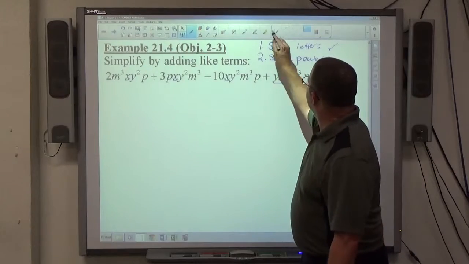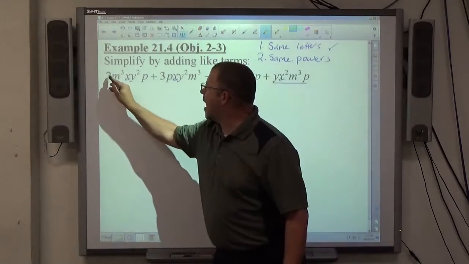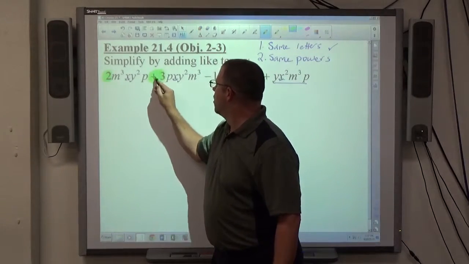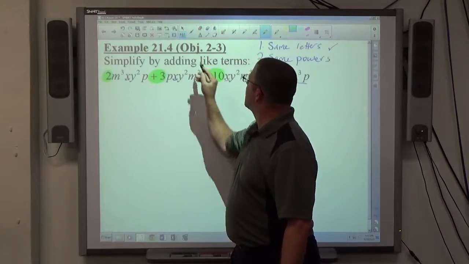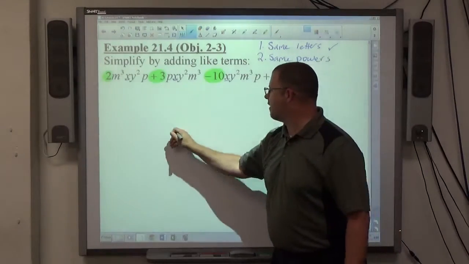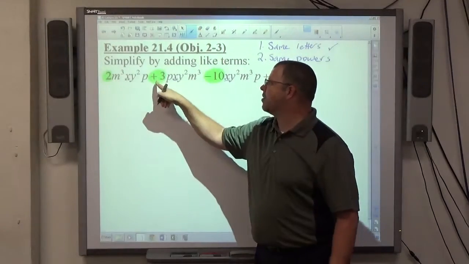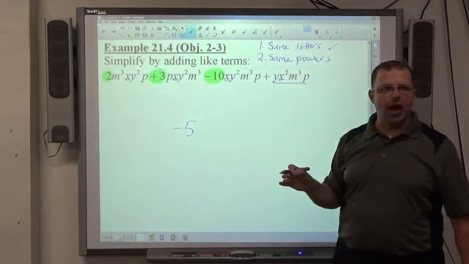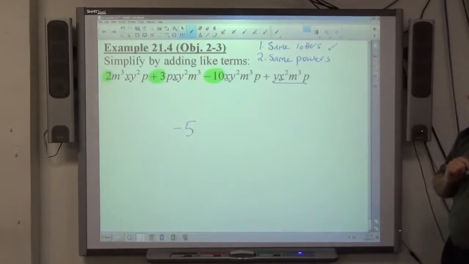So, to get the answer, I simply perform math on the numbers. 2 plus 3 minus 10 makes what? -5. Very good. 2 and 3, +5, minus 10 makes -5. Subtraction because the signs are different. Negative because 10 is bigger.